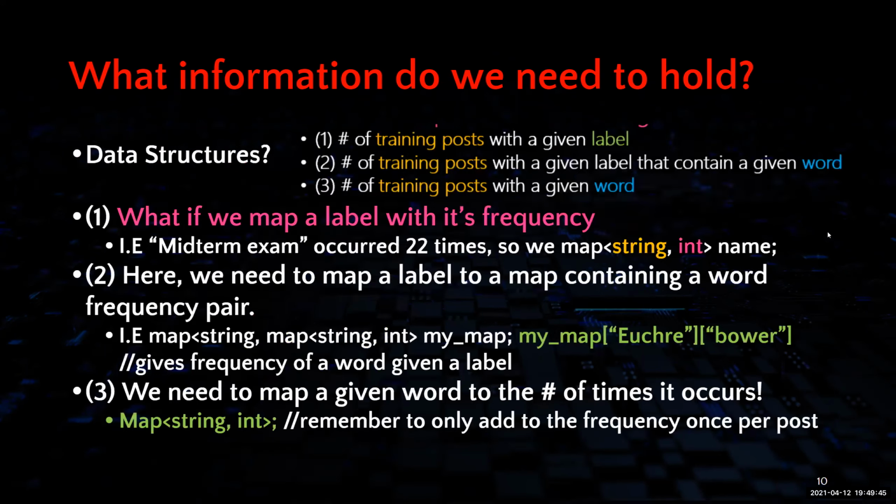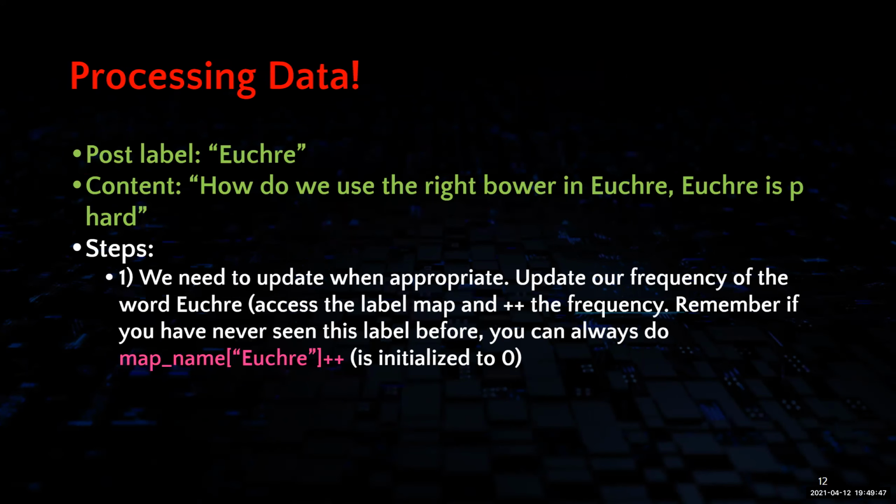So I guess visually what's happening is we have all these words. I'd first go ahead and update euchre to exist one more time by incrementing that map for labels. Next, I'd add all these words to a set, so I'd remove the word euchre because it occurs twice. And then I'd iterate over the set. So I'd start with the word how.